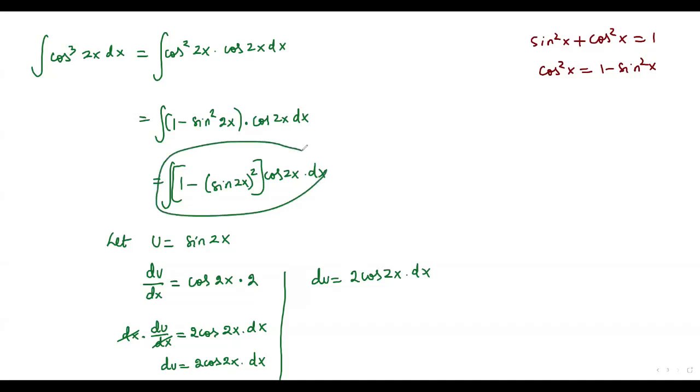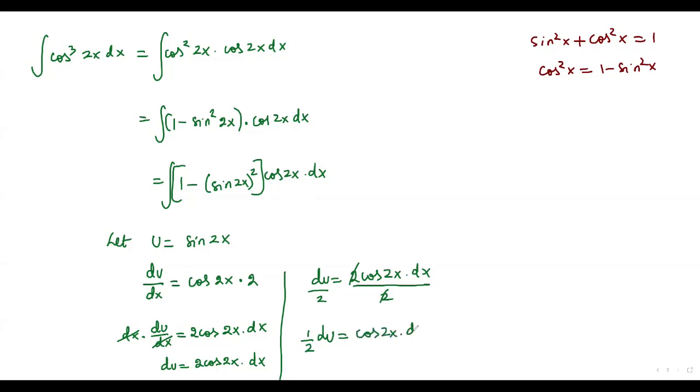When I consider the integration over here, we have cosine 2x times dx, the same stuff we have over here. But we have 2 multiplied over here. So to get rid of this 2, I have to divide both sides by 2. When I do so, this 2 will cancel out. And this du over 2 can be written as 1 over 2 times du. On the right side, we have cosine 2x times dx. Now let me continue with the integral over here.